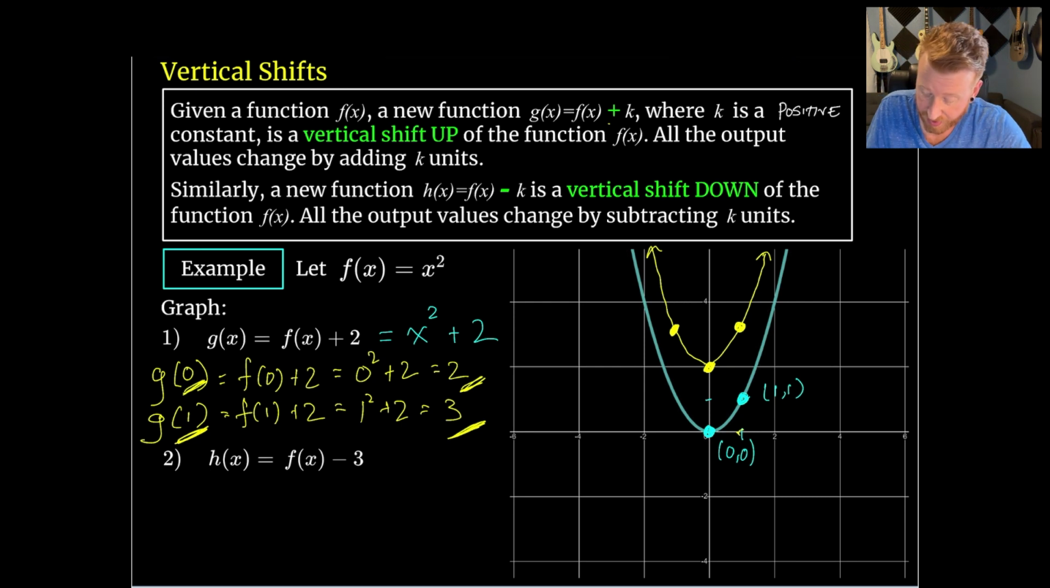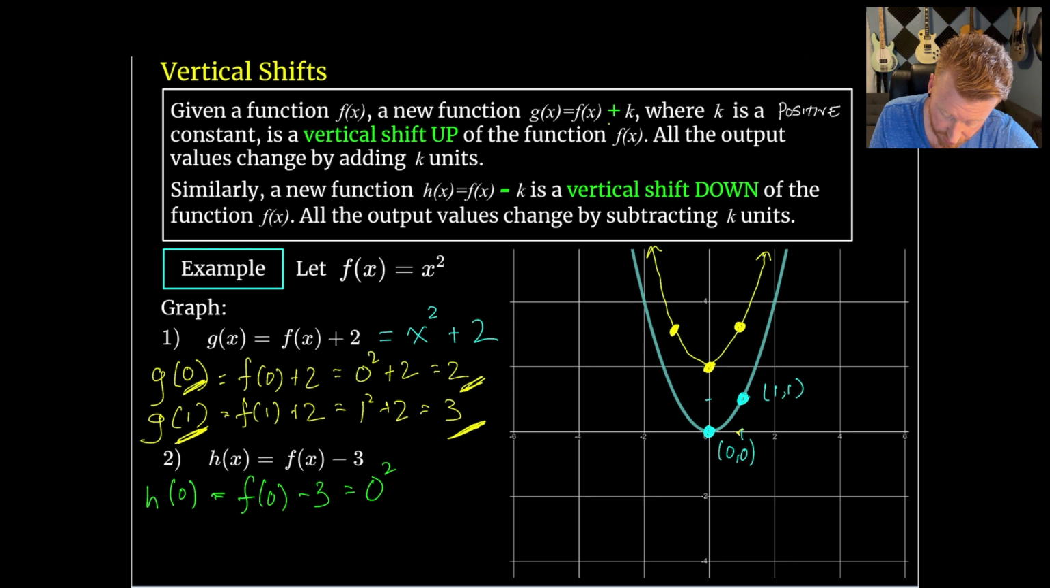So we'll do the same thing here, where we will follow a couple points around. If I'm trying to find what h of 0 is, that's going to be the same thing as f of 0, and then we're going to subtract 3. Well, we know that f of 0 is 0, or I could write explicitly by just plugging into what I've written above: 0 squared, which is f of 0, minus 3 is negative 3. So I have an input of 0, and I have an output of negative 3.